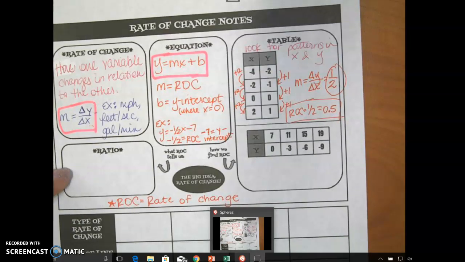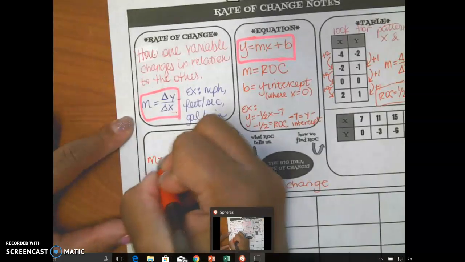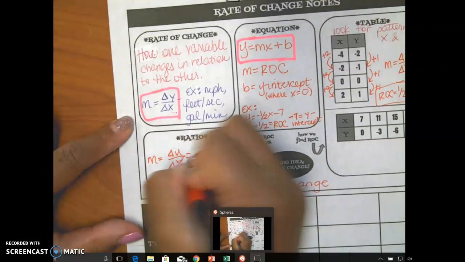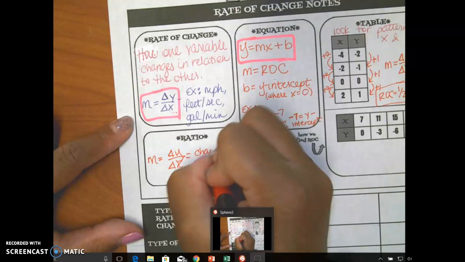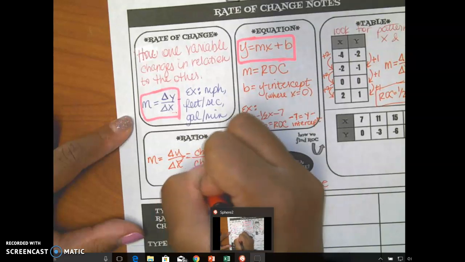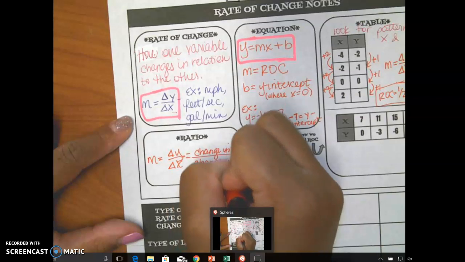Now to break down the ratio over here. M equals delta y over delta x. Change in y over change in x.